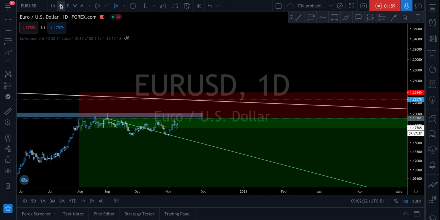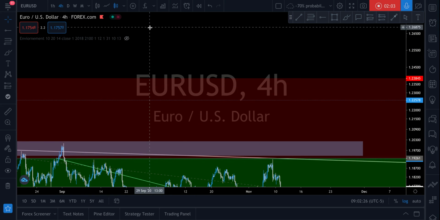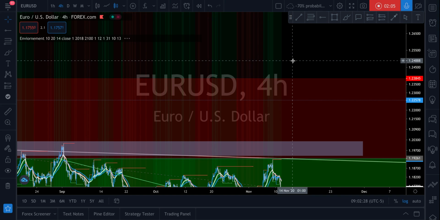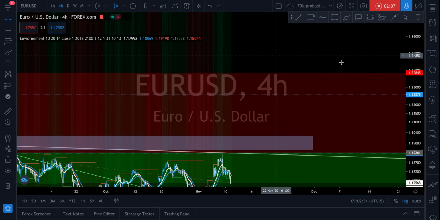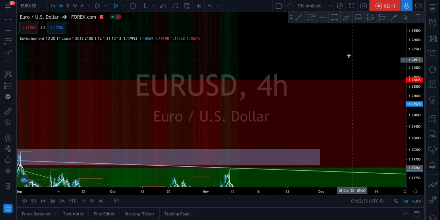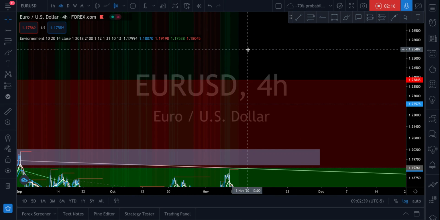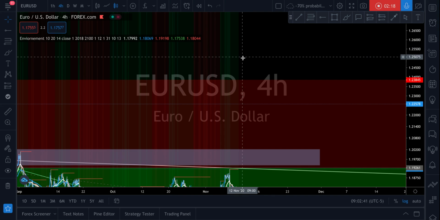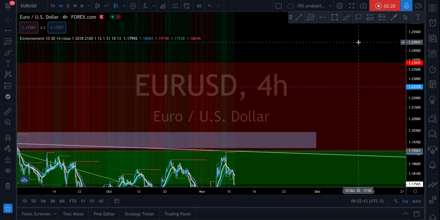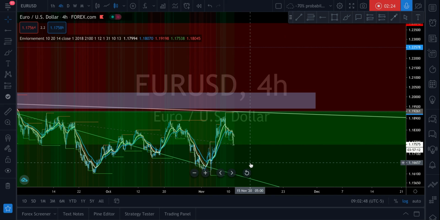So real quick, I just want to come into the 4-hour, throw on the handy dandy script that we created specifically to assist you guys in understanding the contextual environment for the trade. As you can see, we're still in a green environment, which is telling us that we are still bullish at the moment. But if we go down here, we can see that we are starting to make breaks for lower lows, and that being said, lower highs as well.